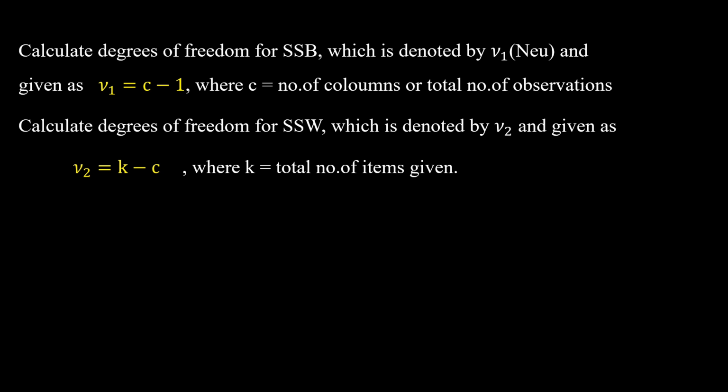Next, calculate the degrees of freedom for SSB, that is, the degrees of freedom between the samples. The notation is new here. It is given by nu1 equal to C minus 1, where C is the number of columns. Now to calculate the degrees of freedom for SSW, within the samples, it is denoted by nu2. Nu2 is K minus C, where K is the total number of items given.